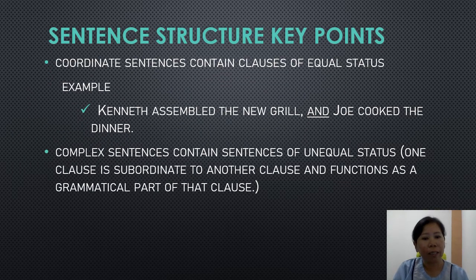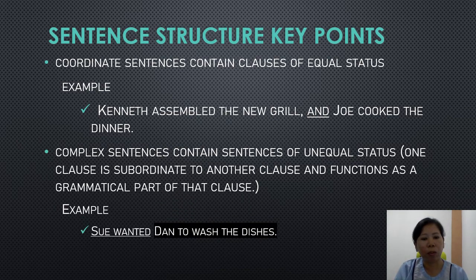Now, the second sentence structure key point says complex sentences contain clauses of unequal status. One clause is subordinate to another clause and functions as a grammatical part of that clause. For example, Sue wanted Dan to wash the dishes. The subordinate clause, Dan to wash the dishes, is a dependent clause to the first clause, Sue wanted.